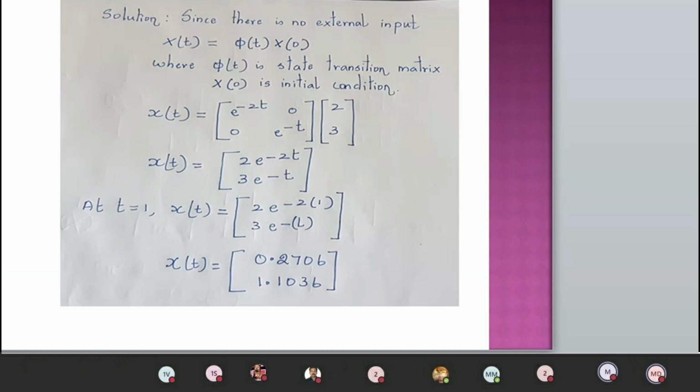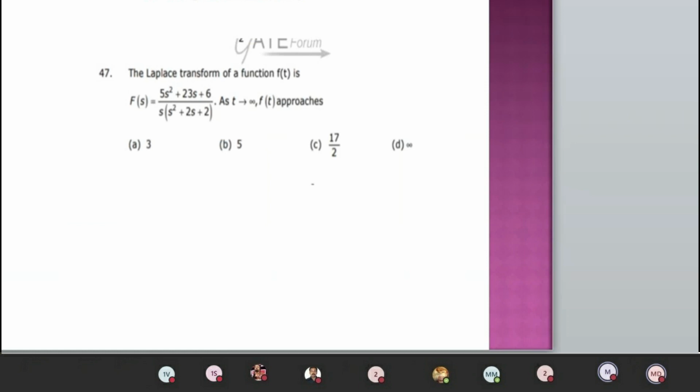Now, let us fix our goal to the next problem. The Laplace transform of the function f of t is given. As time tends to infinity, f of t approaches. So here, he's giving a function with a Laplace transform, and he's asking what is f of t. So here, from a frequency domain, you're supposed to find the time domain.